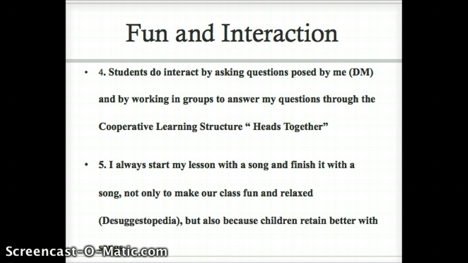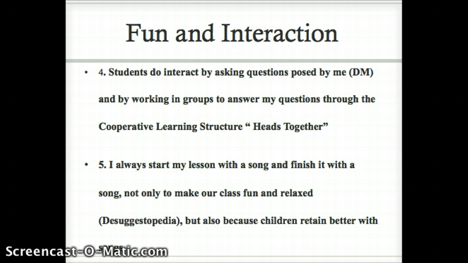I believe in fun and interaction. So the students do interact, first asking and answering questions posed by me. They may answer the question first, ¿Cuál es tu animal favorito? And then they will ask each other the question. Or maybe do some kind of a drill, but also cooperative learning: stand up, pair up, and ask a question. Or we do a lot of heads together too.